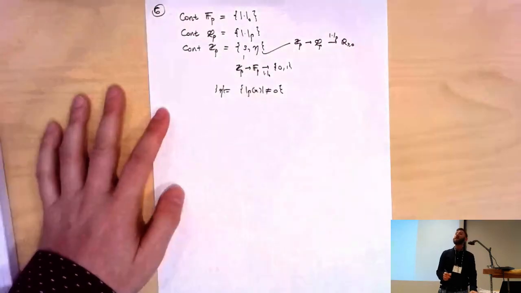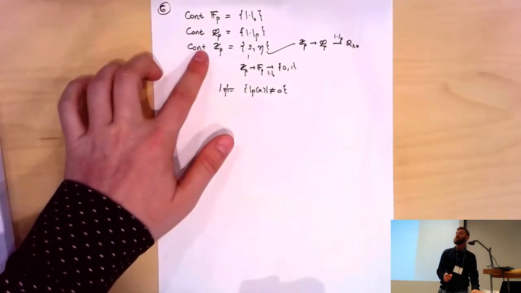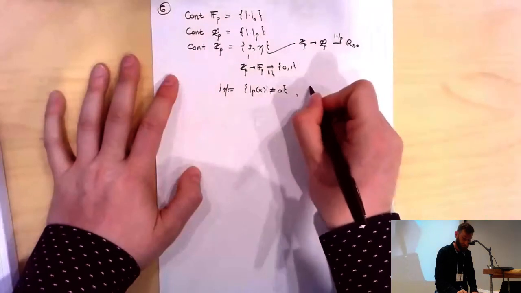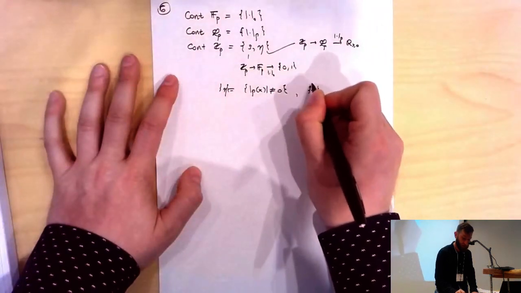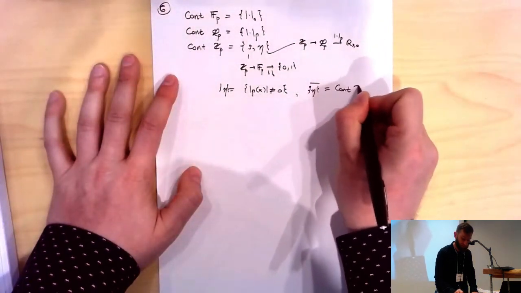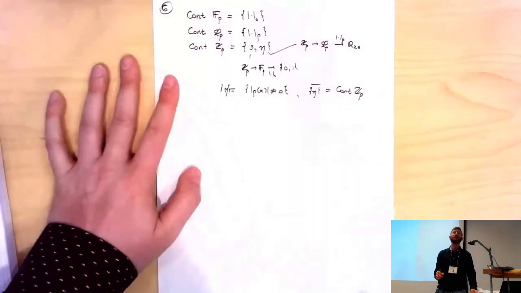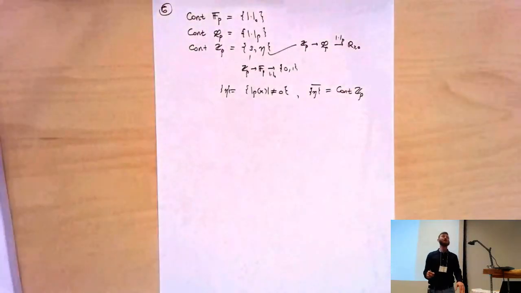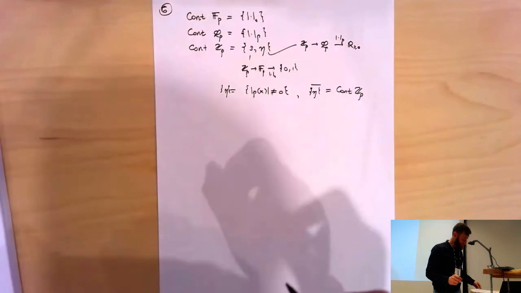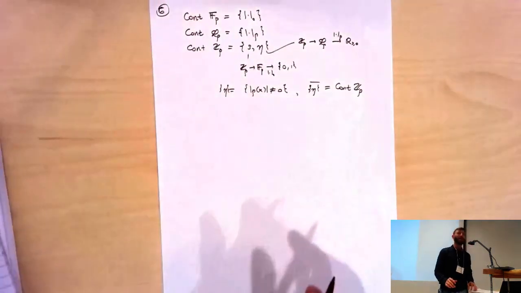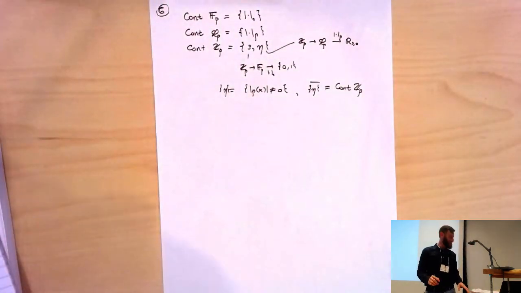Eta is an open subset of Cont Z_p, and the closure is everything. And this is closed because its complement is open. So there you have everything you need to know about the topology on this set. Okay. All right, well, those are very easy examples, weren't they?